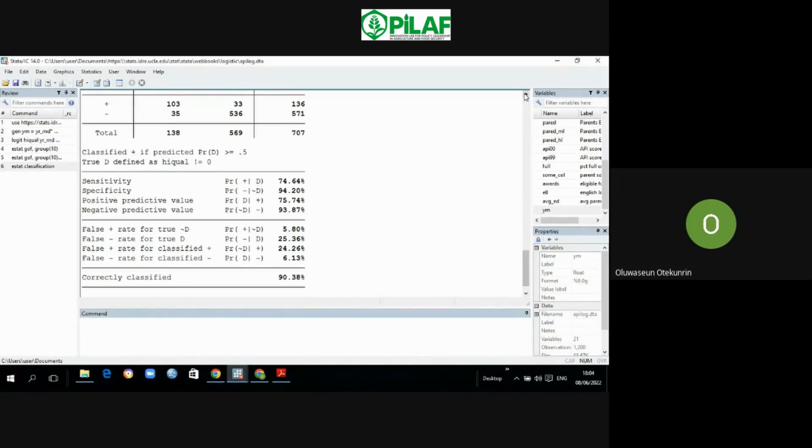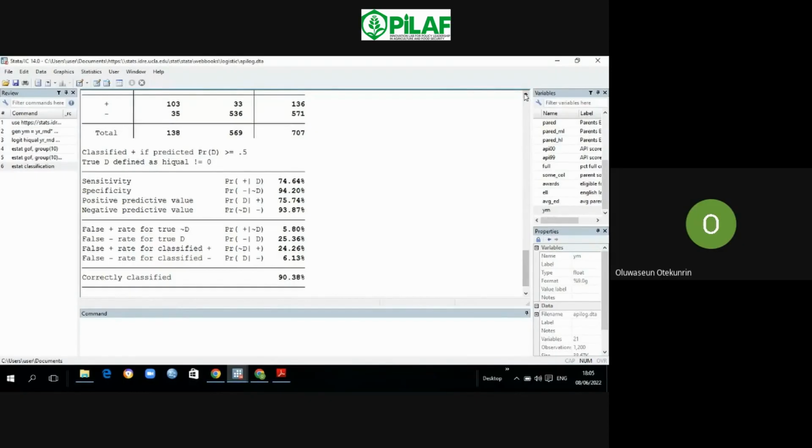So let's move to the next item. Did you use any formula for the overall calculation? No, I didn't. That's just the summary from the STATA output. Okay, so let's move to the receiver operating characteristic curve.